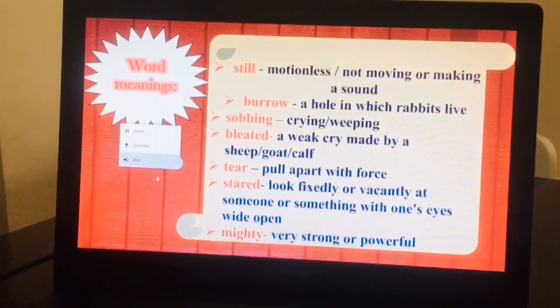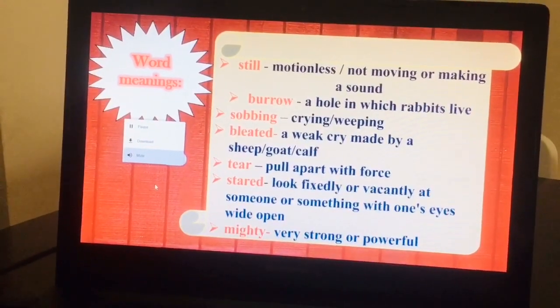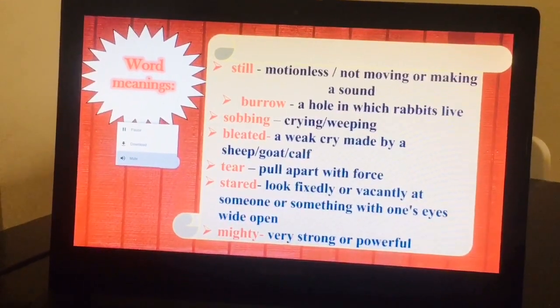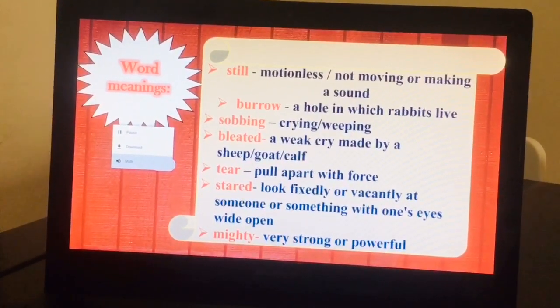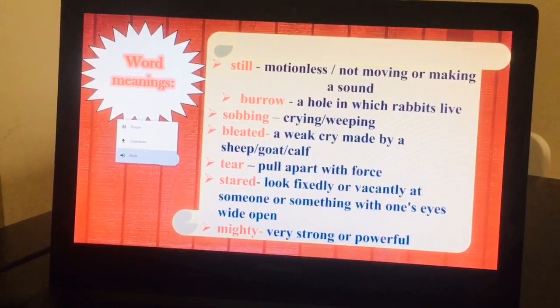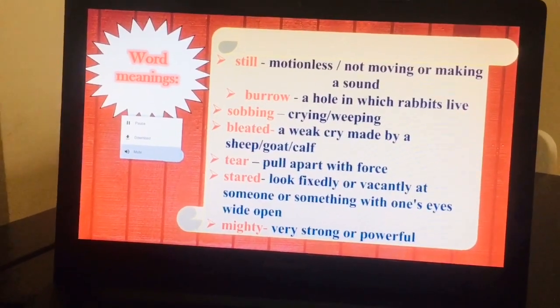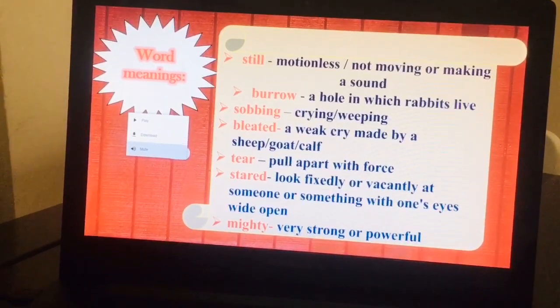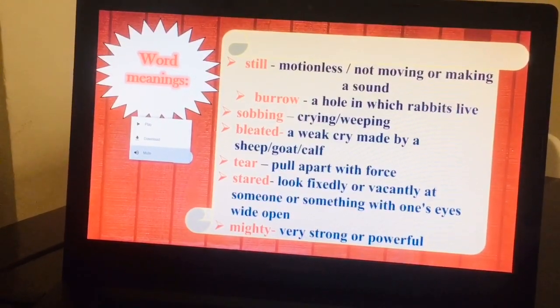Hello children, you have already learned the meanings of these words from our story. Mountains. Here is just a list for you to revisit the same. Burrow, a hole in which rabbit live. Sobbing, crying, weeping.